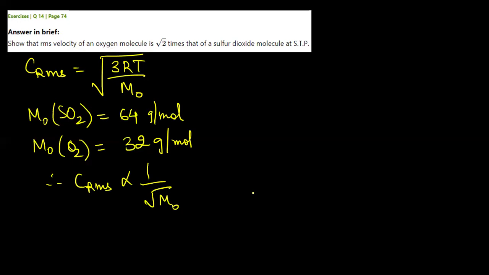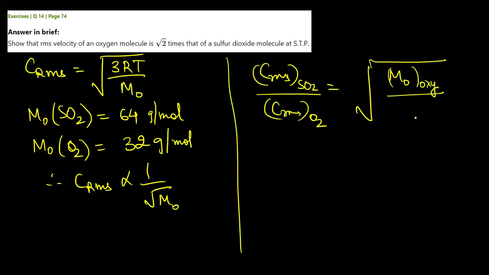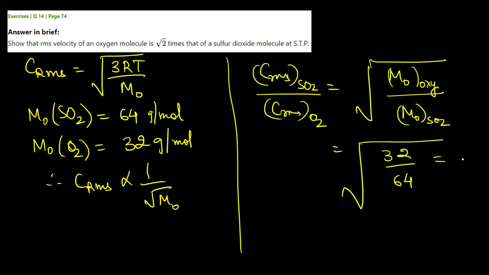So when you compare this, suppose CRMS of SO2 divided by CRMS of oxygen will be equal to, it gets inverted, square root of m naught of oxygen divided by m naught of SO2. So I just need to substitute the values. What is the value of oxygen? Oxygen value is 32 upon 64. So this will be 1 by 2, so this will become 1 by root 2 inside the root.